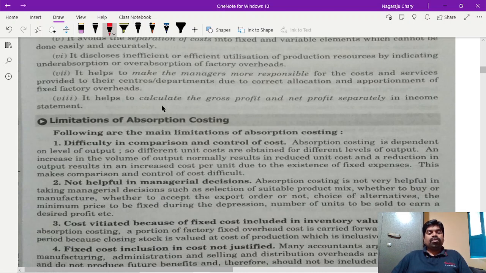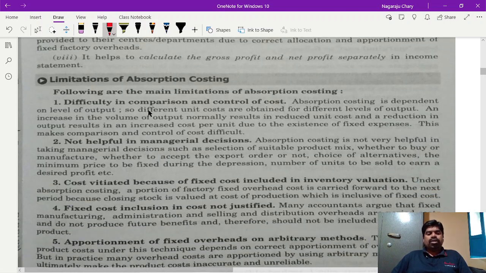Next, it helps to calculate the gross profit and the net profit separately in the income statement. In this method, we can calculate net profit and gross profit easily through the income statement. So that's why this method is very useful to production units, and that is why it is followed.